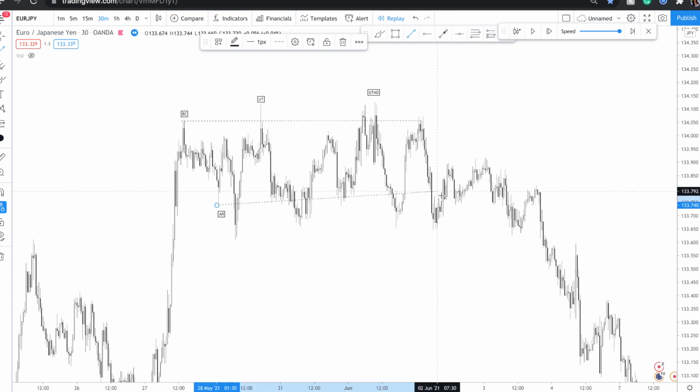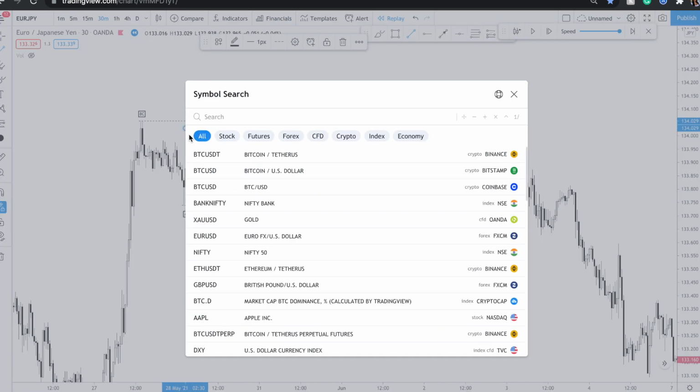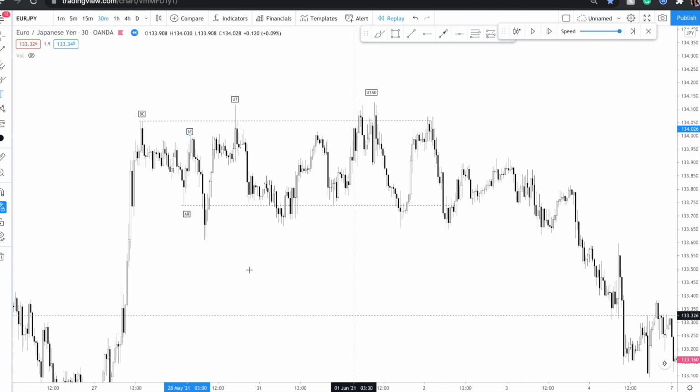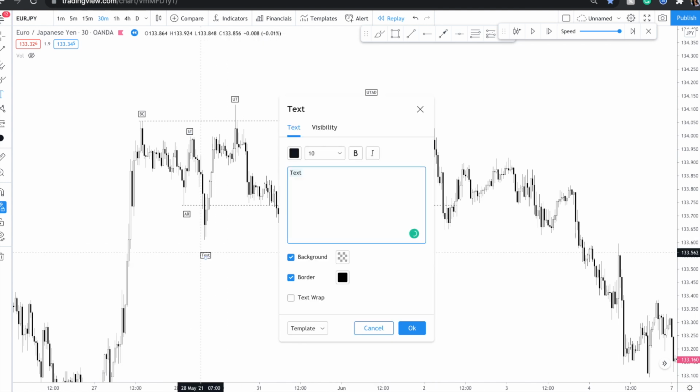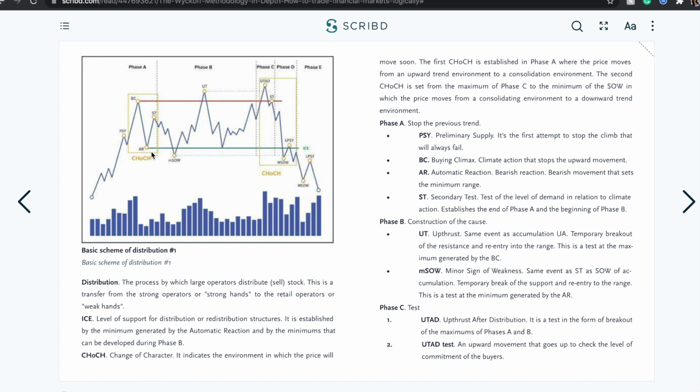Now, personally, one of my confirmations for my entry, which we're going to get to around an LPS or test, is that I prefer the entry to be near a part of my trading range. So for me, I would label this a second test. It pretty much comes back and retests this range, so I'm going to call this an ST. I would call this a minor sign of weakness. So if you look here, we have buying climax, AR, second test, minor sign of weakness, in the exact same order.